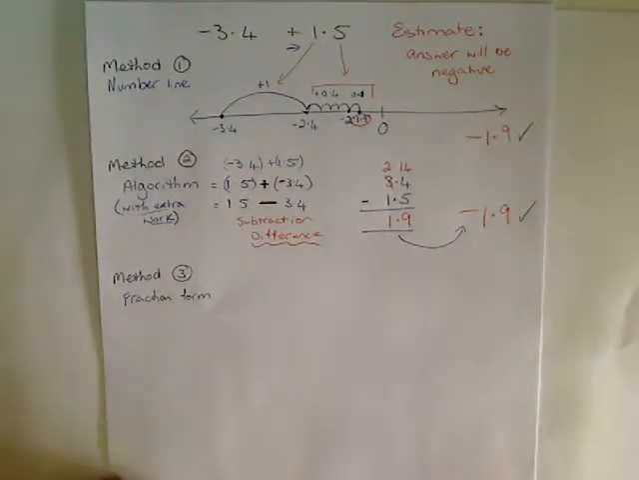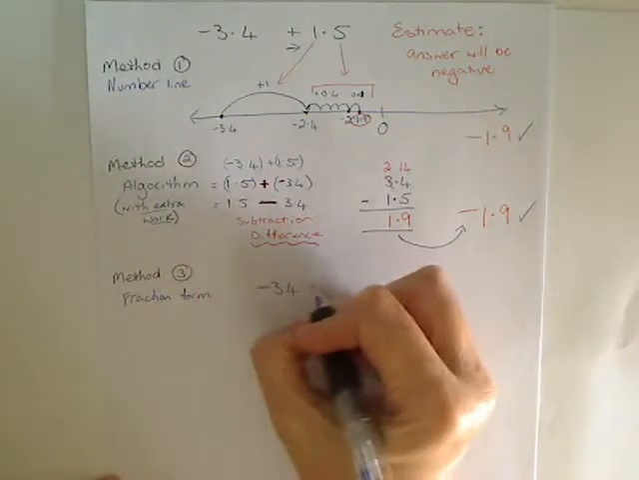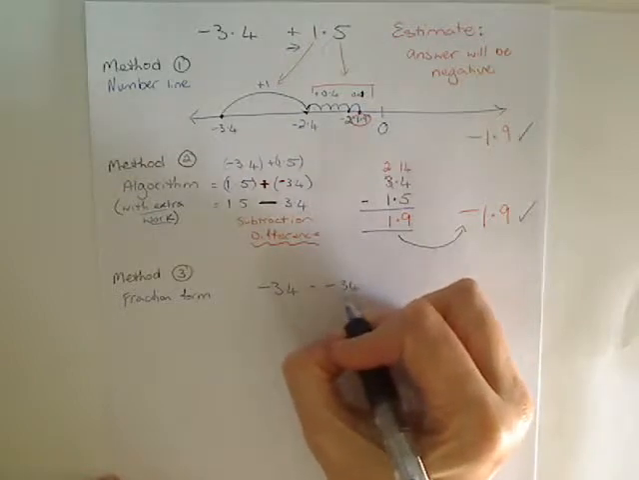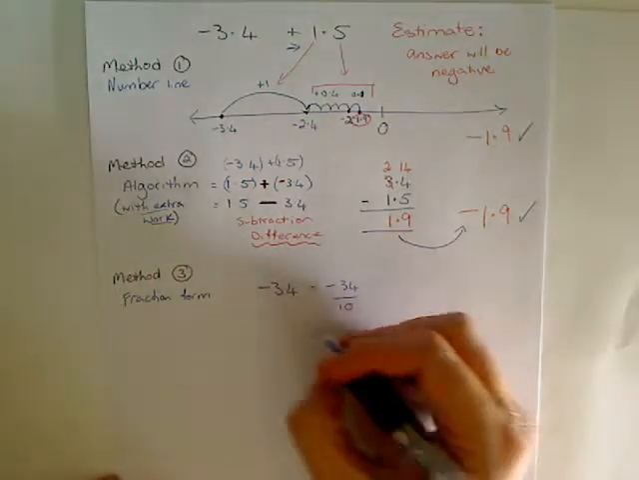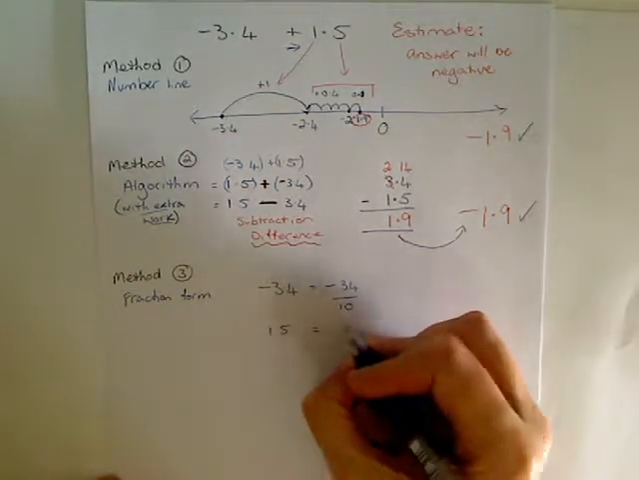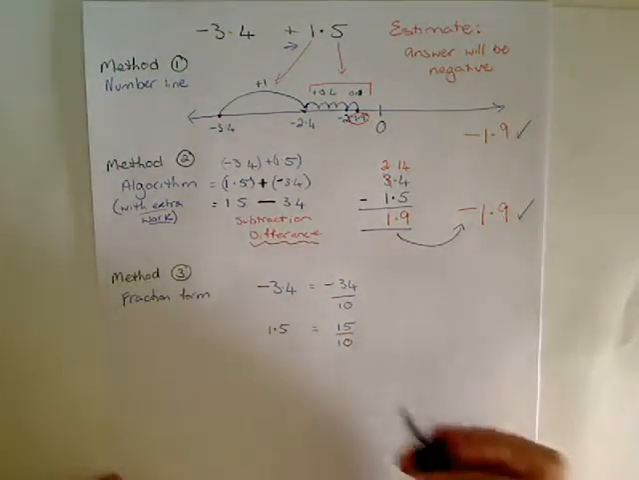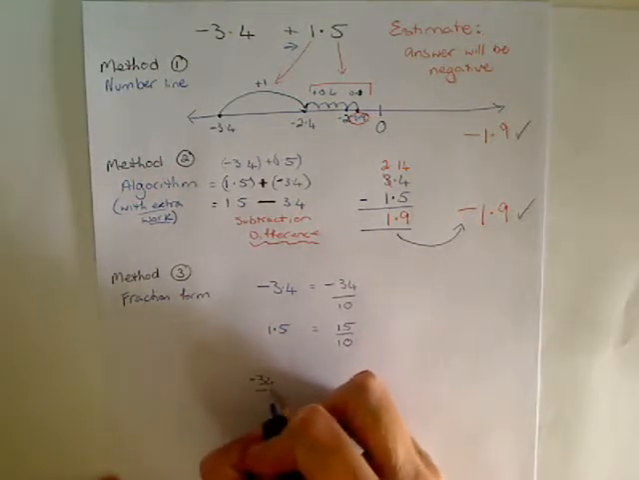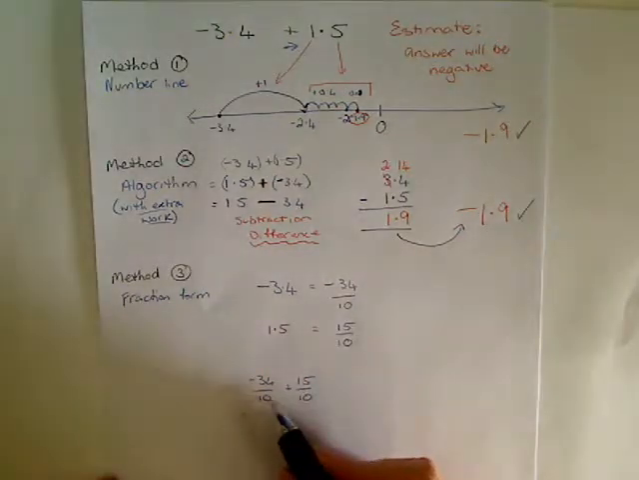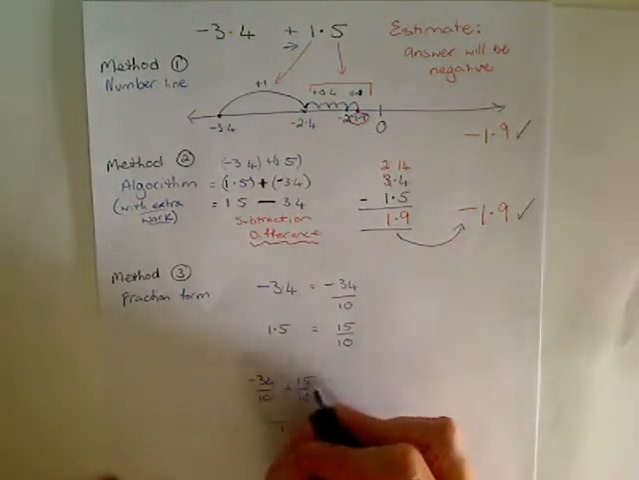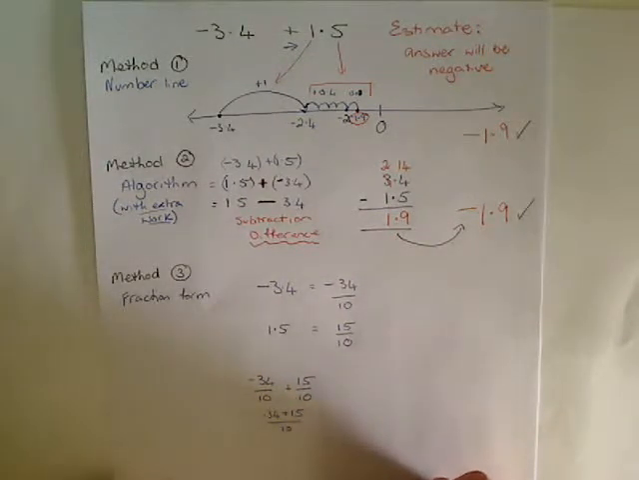In fraction form, it's not too bad at all. We work very similarly to how we have in the past. Negative 3.4 becomes negative 34 tenths. And that negative number can sit with the numerator. 1.5 can be rewritten as 15 tenths. And then it's a case of adding those together. So negative 34 tenths plus 15 tenths. Remember, if the denominator is the same, we're going to add these. Negative 34 plus 15. And so that's a mental calculation.